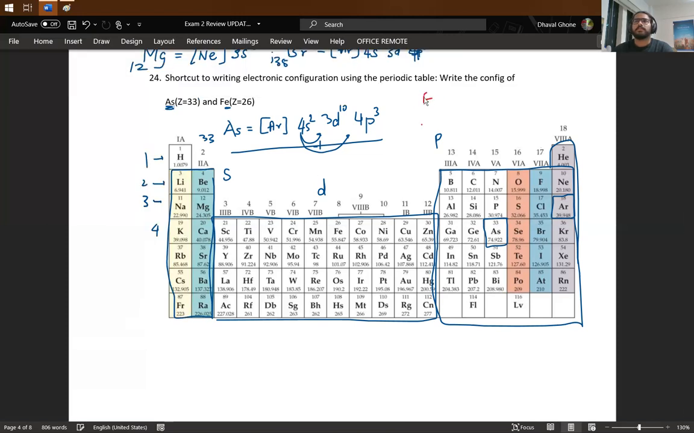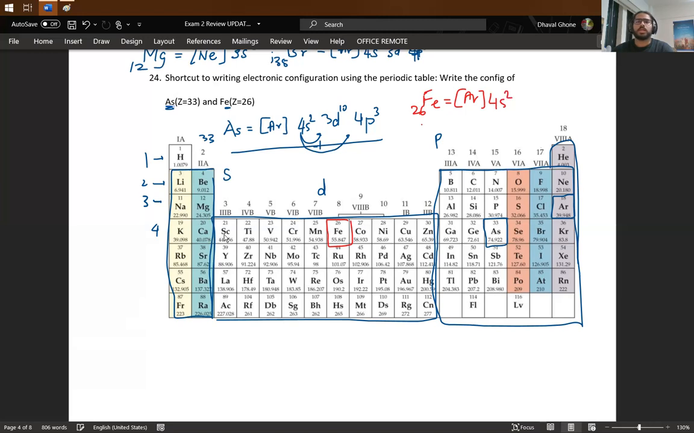Iron, Fe, is 26. It is right over here. If I backtrack, again, argon is the first previous noble gas. So I will say core electrons of argon. I'll go towards the right again. I start with period 4, 4s1, 4s2.